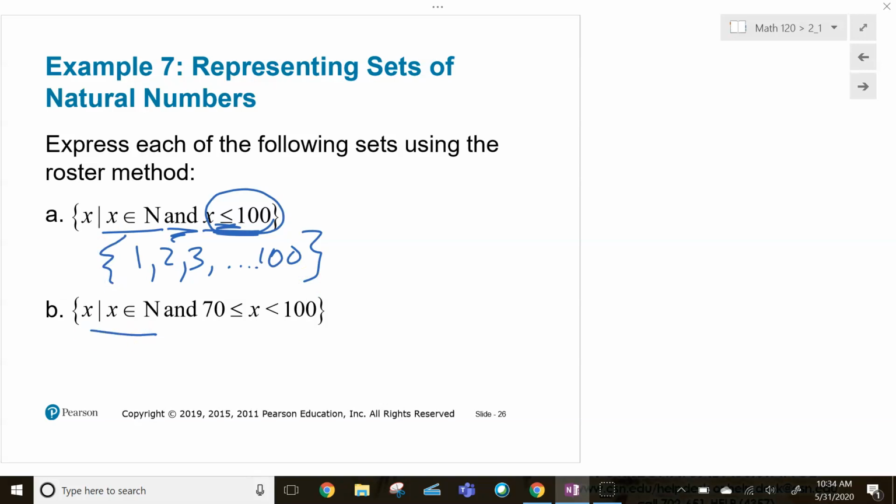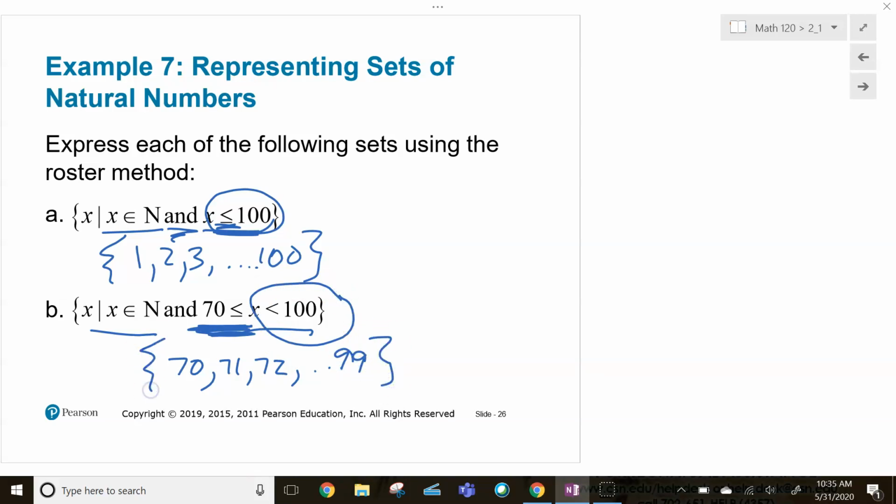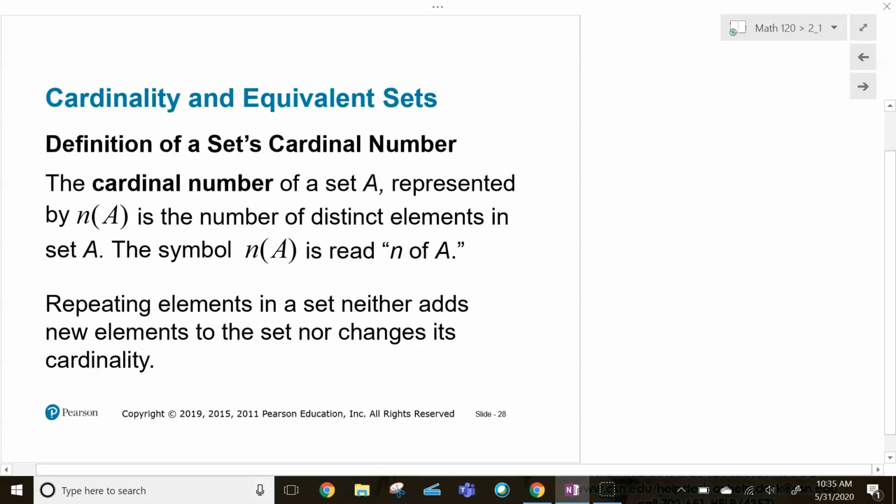Natural number, but this time we've got to be less than 100 and greater than or equal to 70. We can include that 70. So 70 is going to be our first one, up until we can't include 100 because we've got to be less than 100. So 99 is our last one. So 70, 71, 72, 73, dot, dot, dot, up until 99. I should have a little comma up until 99. Oops, there's the answers there.